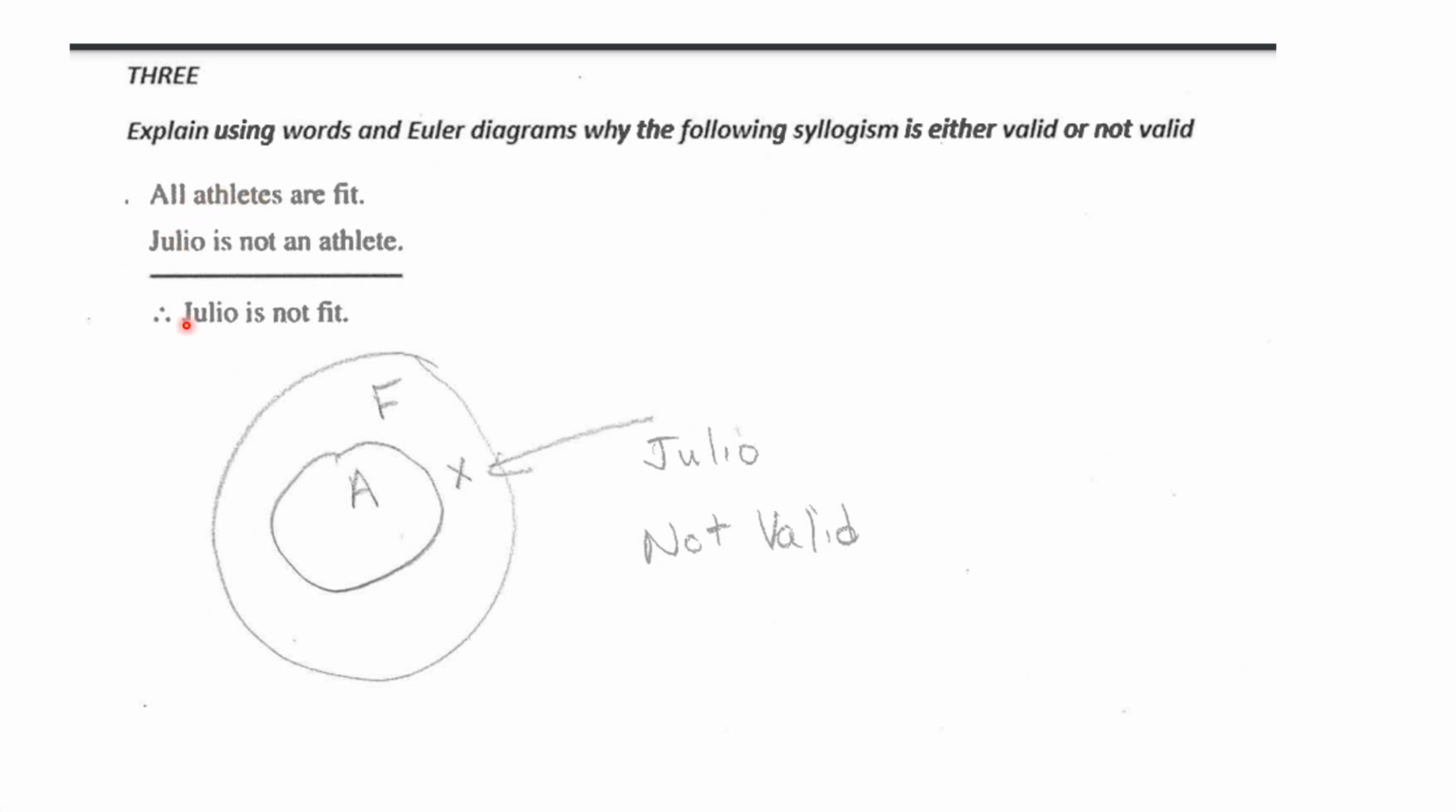Explain using words and Euler diagrams why the following syllogism is either valid or not valid. All athletes are fit. Julio is not an athlete, therefore Julio is not fit. Well, athletes are contained in fit people, but Julio could be here, so this is not valid.